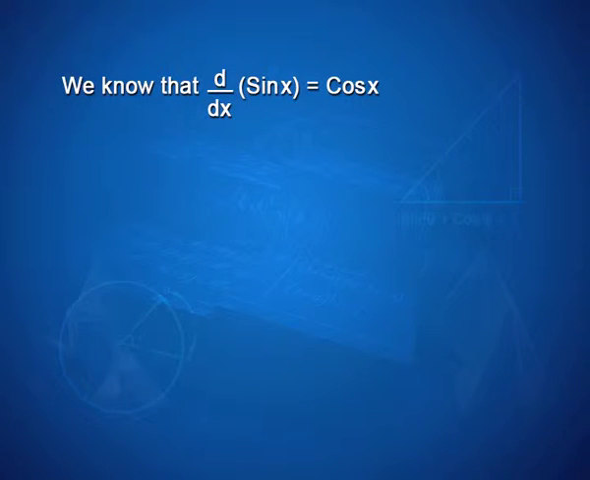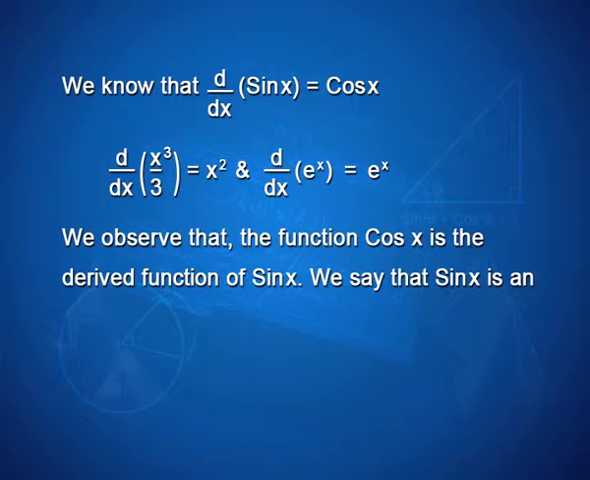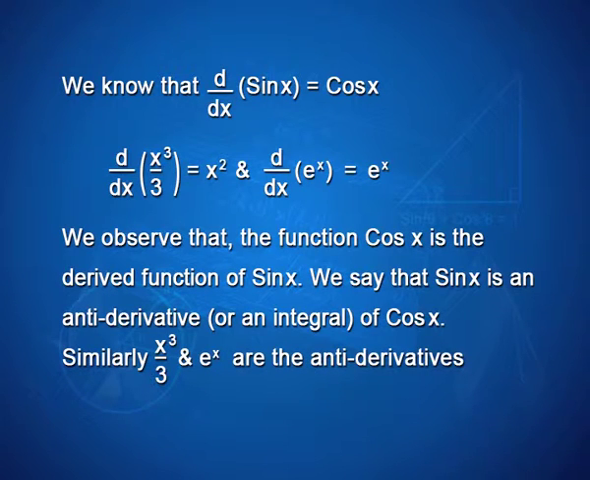We know that d by dx of sin x is equal to cos x, d by dx of x cube upon 3 is equal to x square, and d by dx of e to the power x is equal to e to the power x. We observe that the function cos x is the derived function of sin x. We say that sin x is an antiderivative or an integral of cos x. Similarly, x cube upon 3 and e to the power x are the antiderivatives or integrals of x square and e to the power x respectively.